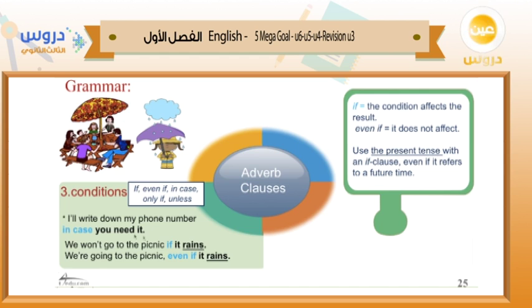But there are some points that you have to be careful about. For example, if. Using if in the adverbial clause indicates that the condition affects the result. We won't go to the picnic if it rains. It means that we will go to the picnic, but if it rains, we won't go. So here the condition, the raining, will affect the result.